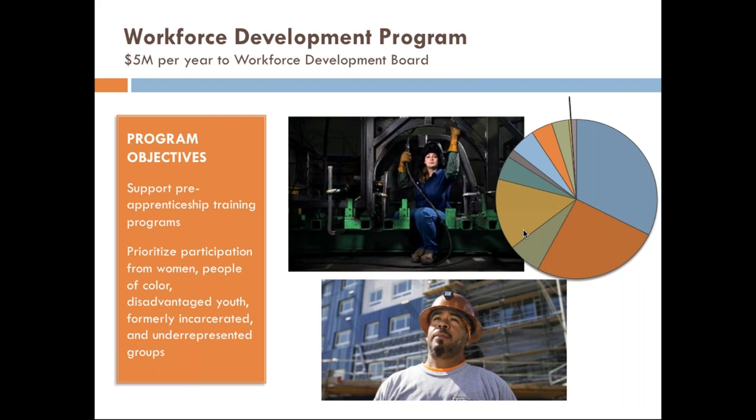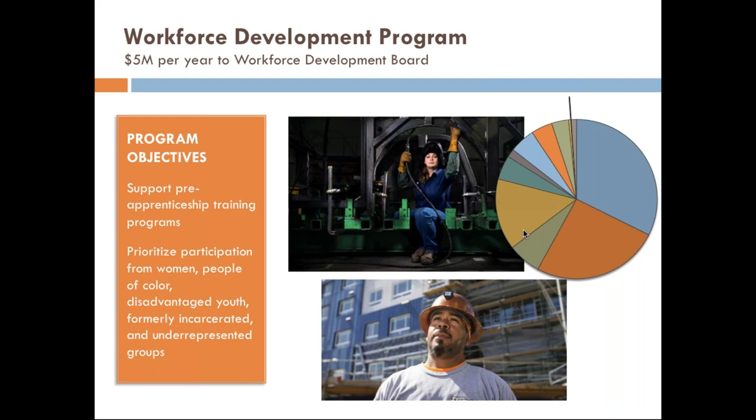And it's also important to note that SB1 requires that there be a priority for programs that are providing targeted recruitment and outreach to specifically women, people of color, underrepresented groups, disadvantaged youth, local residents, and formerly incarcerated folks. So that's an opportunity for us to make sure that the training dollars are not only serving our most vulnerable residents, but that we're maximizing access to this pathway for them.